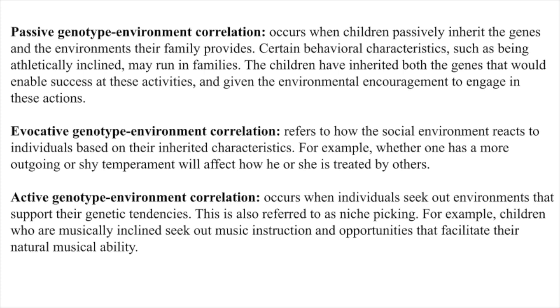Active genotype-environment correlation occurs when individuals seek out environments that support their genetic tendencies. This is also referred to as niche picking. For example, children who are musically inclined seek out music instruction and opportunities that facilitate their natural musical ability.